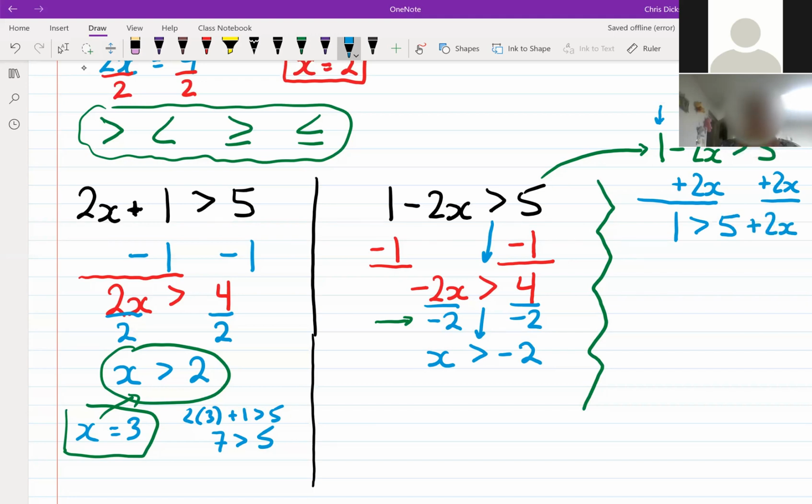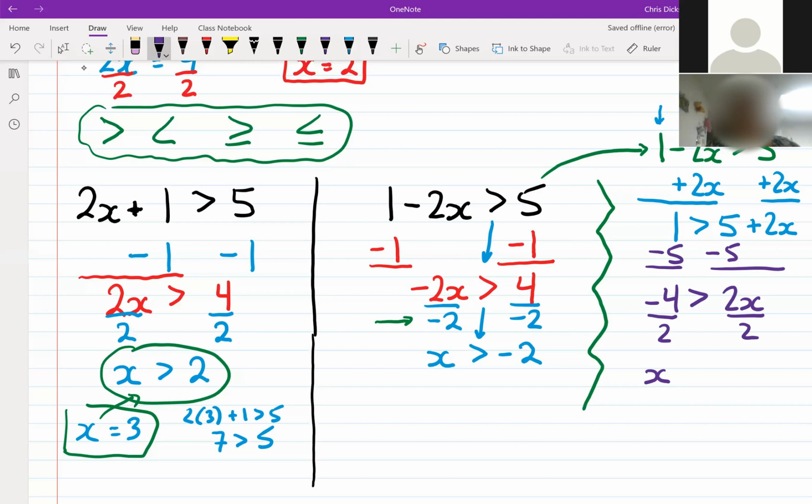And now I'm going to subtract 5 from both sides. I'm going to move the 5 over. So minus 5. I get 1 minus 5 is negative 4. And 5 minus 5 goes to 0. And I would get 2x. And I still get this symbol greater than there. And now I'm going to divide both sides by 2. And I get negative 2 is bigger than x. Now, if I read that backwards, that means x is less than negative 2.